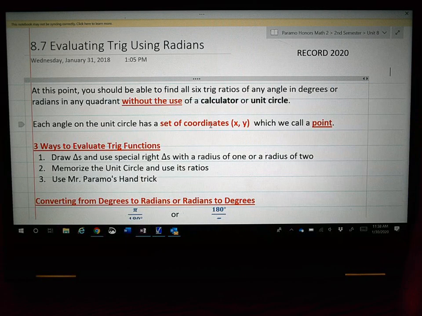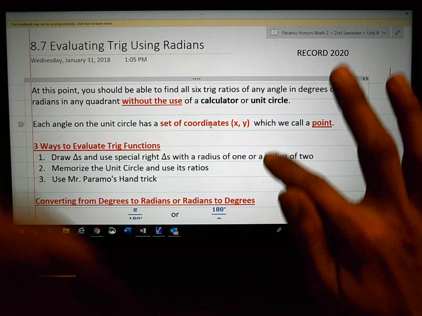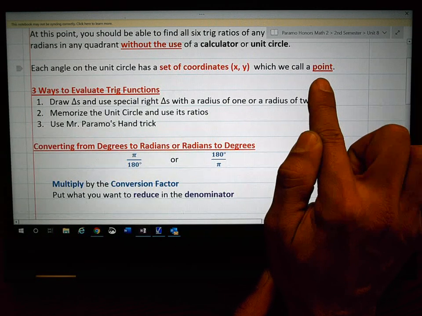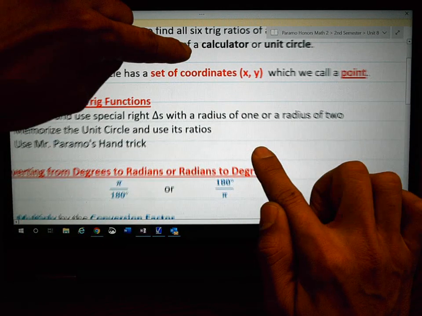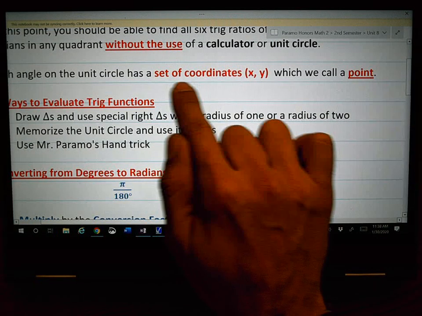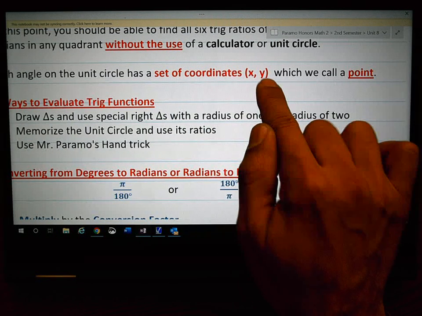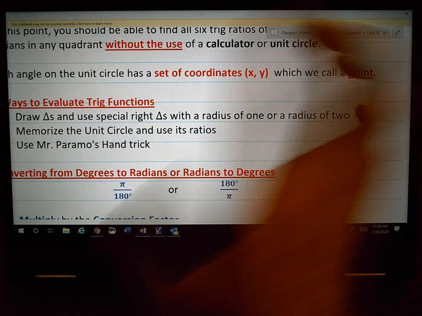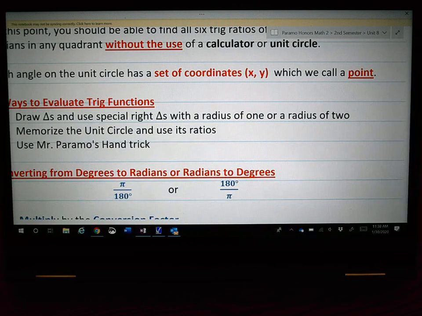There's only two concepts that we have not talked about that are in this section. The first is if I ask you to find a point. If I ask you to find a point that corresponds with an angle, you're going to tell me the x, comma, y, the cosine, comma, sine of whichever angle I am talking about.